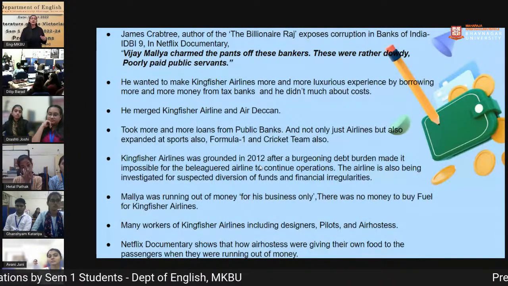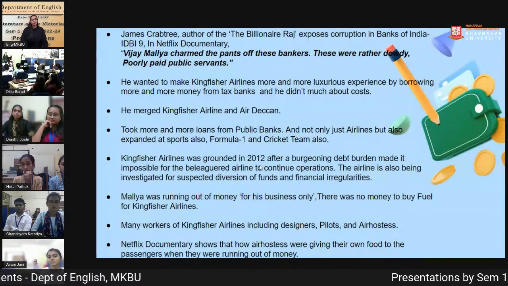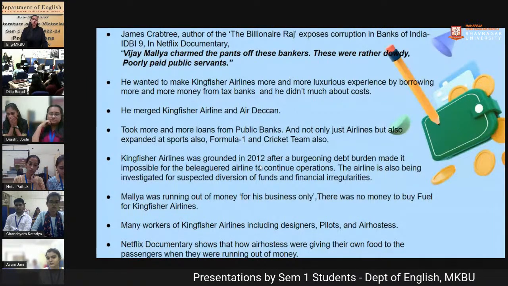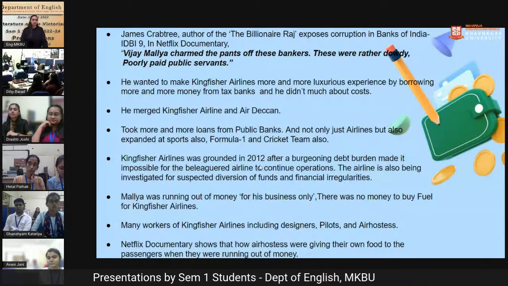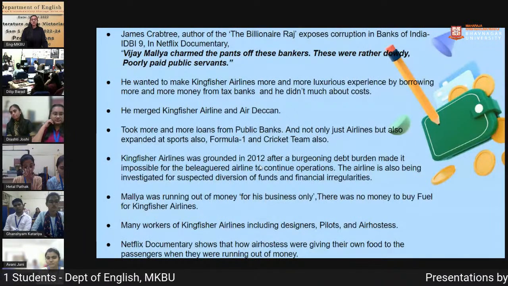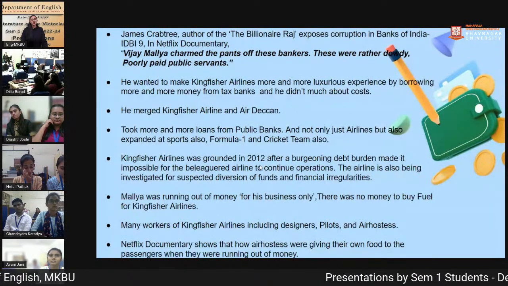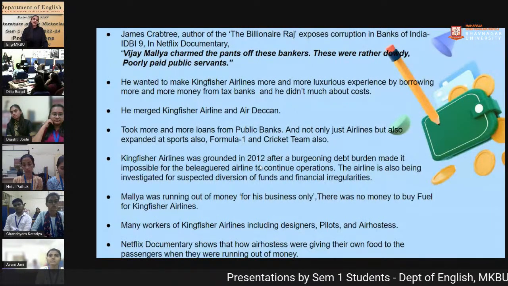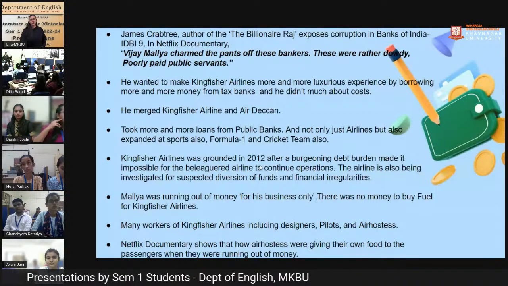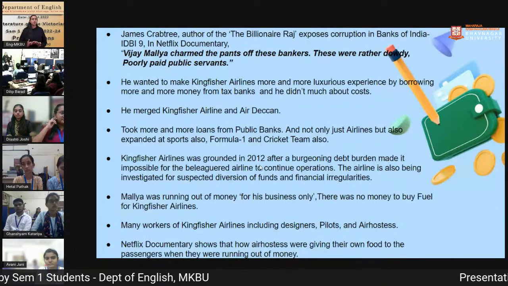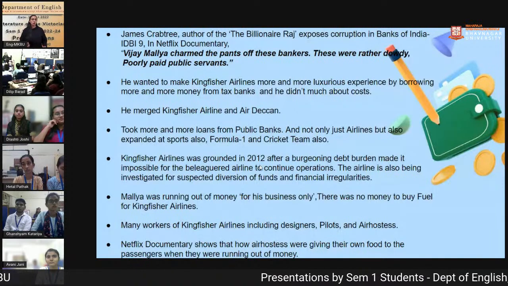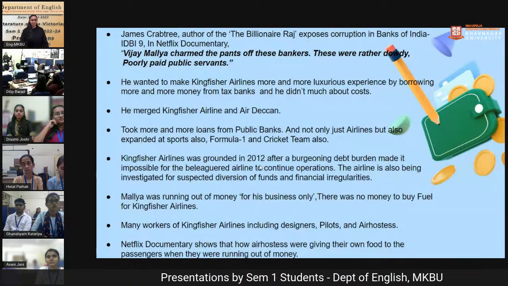He took more and more money from the banks, which is money from taxpayers, and he merged Kingfisher Airlines and Air Deccan with each other, taking more and more loans from the public banks. Not only airlines, but he also expanded into sports. Formula One and a cricket team also. Whoever has an interest in sports and current affairs must know about the Formula One and cricket team owned by Vijay Mallya.